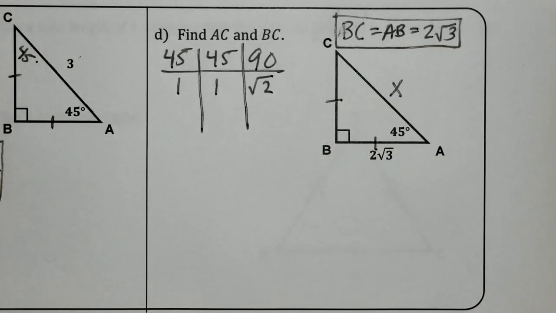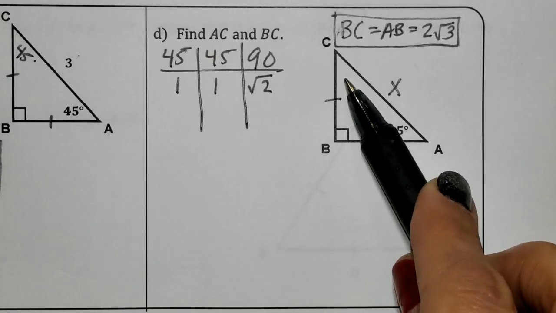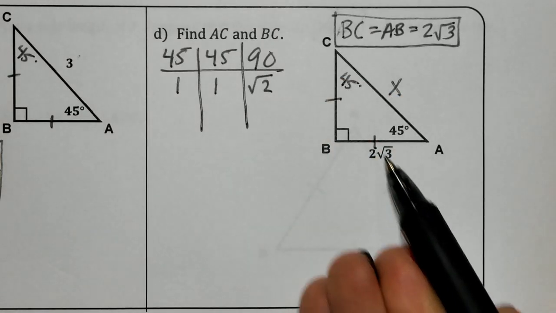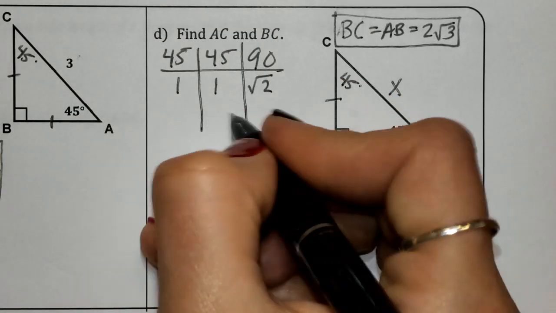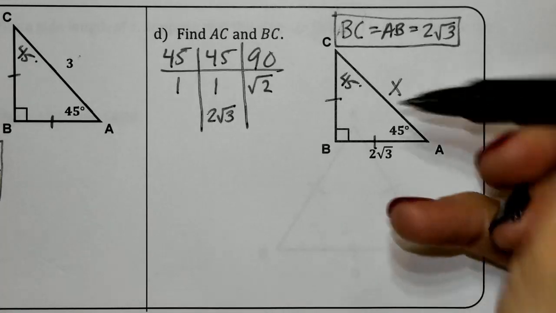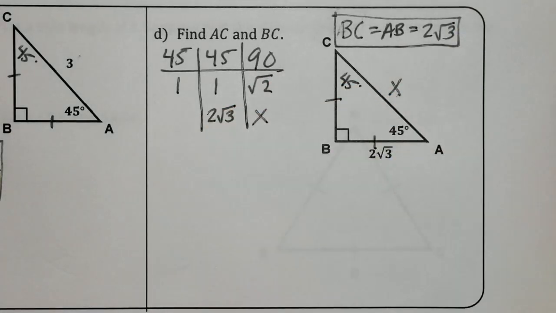What do we have? What do we need? What do we have? 2 square root of 3. It is across from, ooh, I forgot to label this with a 45. Let's go ahead and get that in there. 2 square root of 3 is across from the 45. What do we need? X over here is across from the 90.